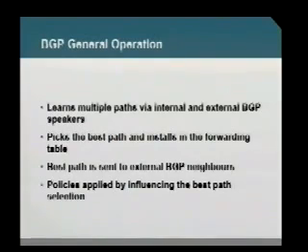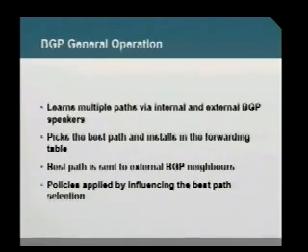How BGP works: it learns multiple paths via internal and external speakers, picks the best path, and installs that in the forwarding table. How it picks the best path, I'm going to cover later on. BGP has a set of rules that it follows. The best path is sent to external BGP neighbors. You want to tell your external neighbors what you think the best path to a particular destination is. In fact, all the destinations you know.